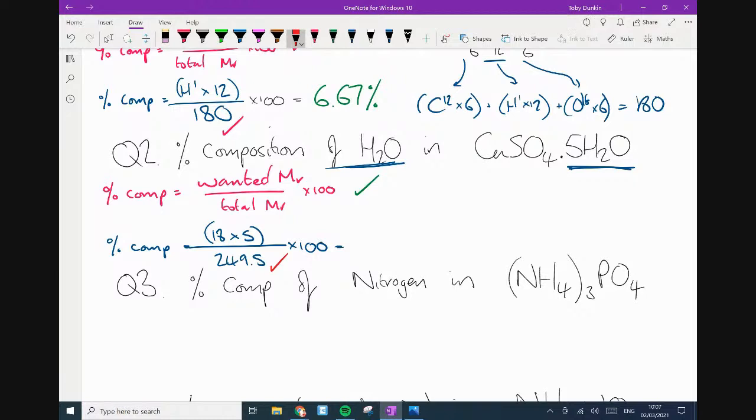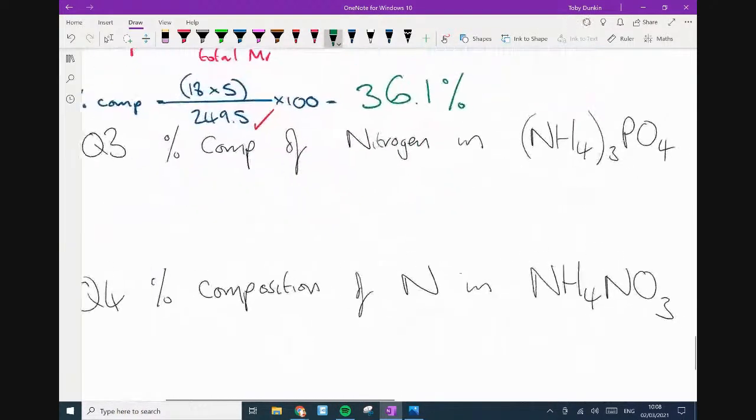So 18 times 5 equals 90. 90 over 249.5 times 100. And I get 36.1%. 3 sig fig. Tick it if you got it.